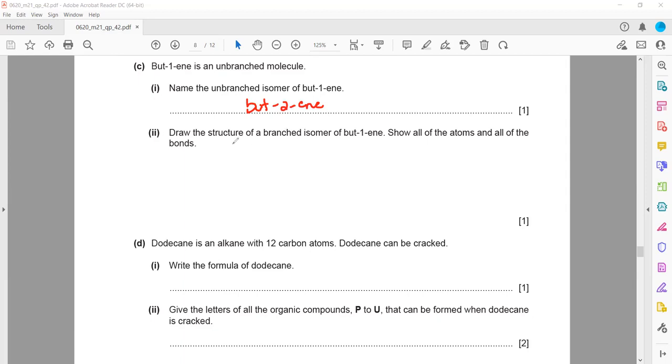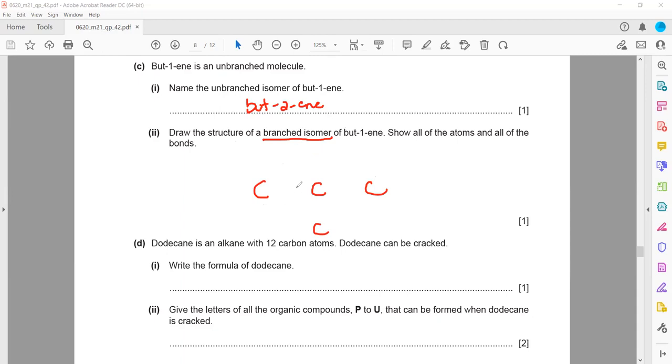Now the next part: you have to draw the structure of a branched isomer. Show all the atoms and all the bonds. So we have to show a branch. How to represent a branch? Butene means 4 carbon atoms, but we have to show a branch. So the first 3 should be in line, and the branch is always with the second carbon, not with the first one. You can make it up or down. It does not make a difference.